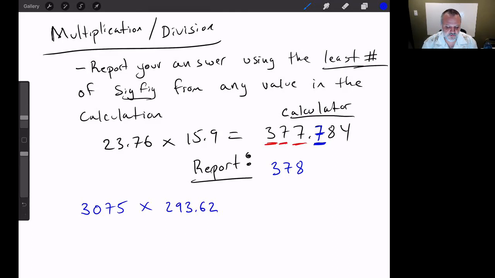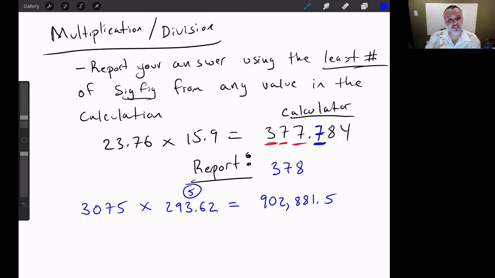3075 times 293.62. My calculator spits out 902,881.5. Well, how many significant digits do I need to use? How many does the one on the right have? The one on the right has no zeros, so it's clearly 5. The one on the left has a 0, so I have to sort that out.